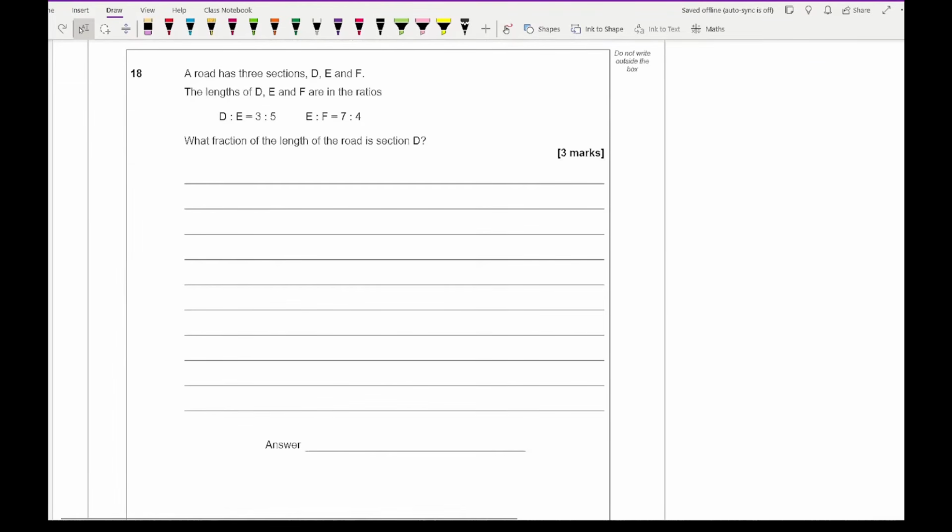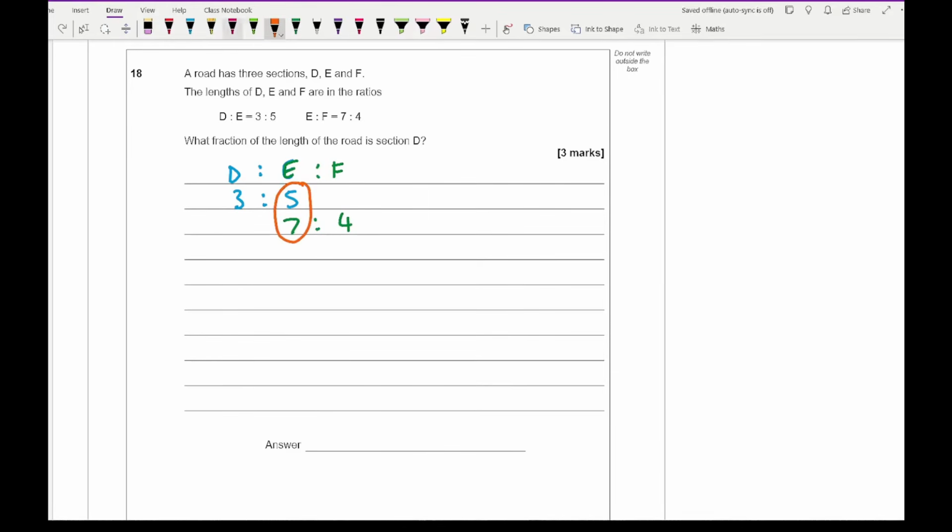Moving on to question 18, it says that a road has 3 sections, D, E and F. The lengths of D, E and F are in ratios. What fraction of the length of the road is section D? So what we want to do is combine these ratios together. So we've got D to E, which is in the ratio of 3 to 5, and E to F, which is in the ratio of 7 to 4. Now when you're wanting to combine these ratios, what you want to try and do is get the common part the same. So here we want to make these two numbers the same.